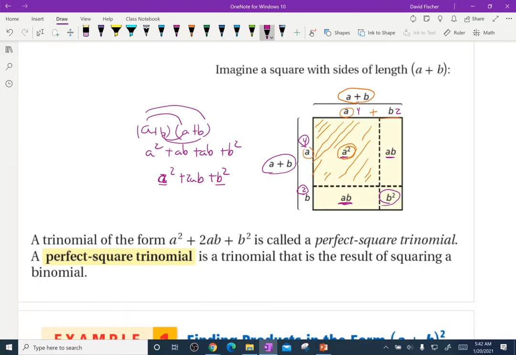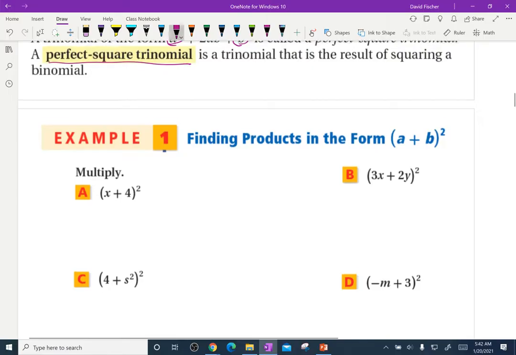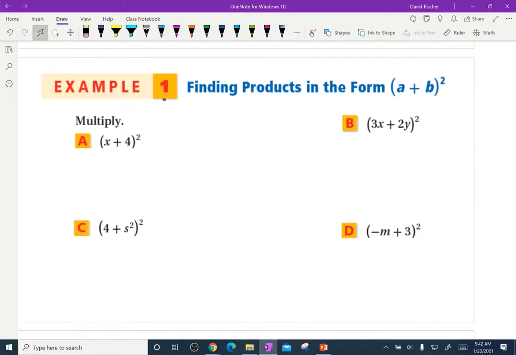So we're looking for some patterns here. We call this a perfect square. When I notice that there's an a squared here and a b squared there, I know that this is a perfect square. Okay. Now we're going to look for some shortcuts, but before we look for the shortcuts, let's look for the pattern. So let's do FOIL for this first one here.